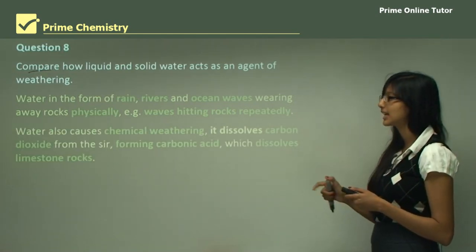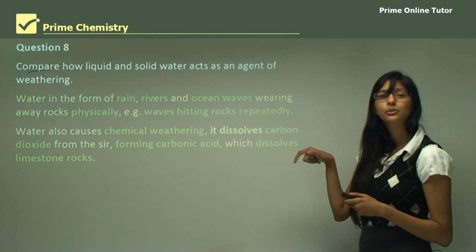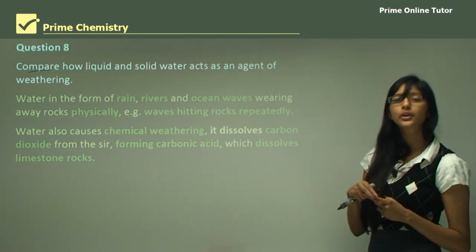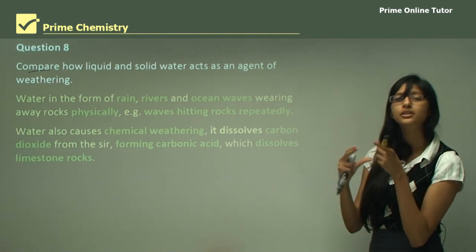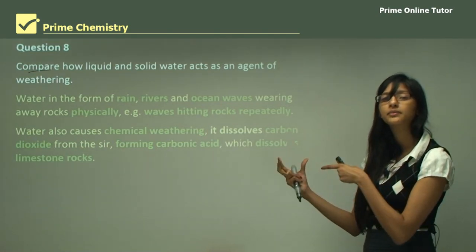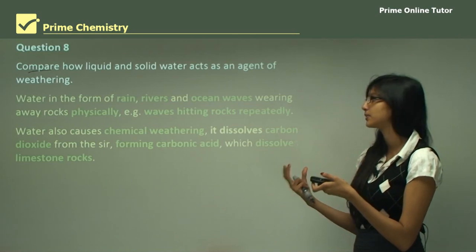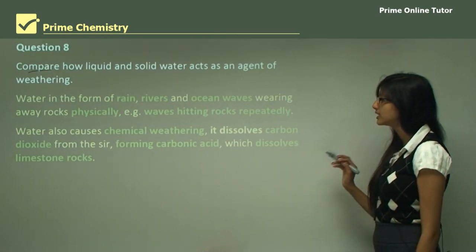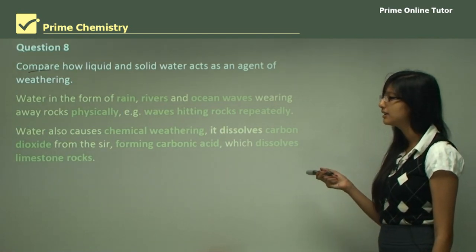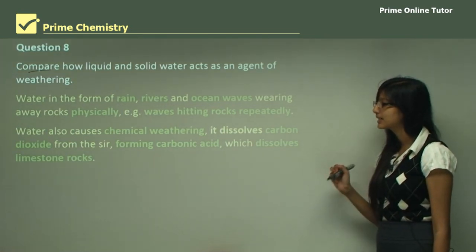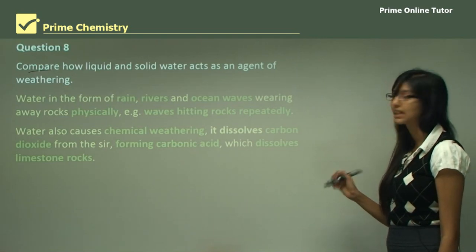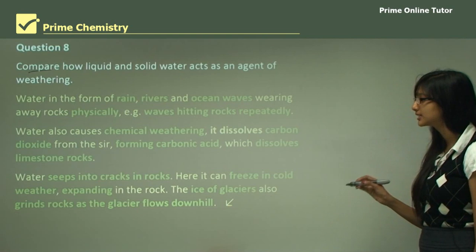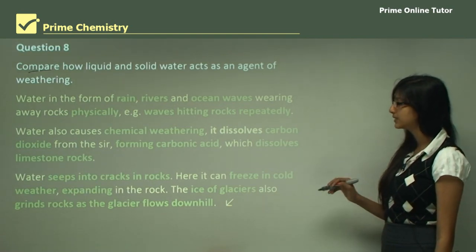Water also causes chemical weathering. Now what is chemical weathering? Chemical weathering happens when we convert one mineral to another mineral. So we convert the minerals of the rocks into new different minerals, causing it to form new types of rocks. So water can also cause chemical weathering. It dissolves carbon dioxide from air, for example, forming carbonic acid, which dissolves limestone. Water seeps into cracks in rocks as well. Now here it can freeze in cold weather.